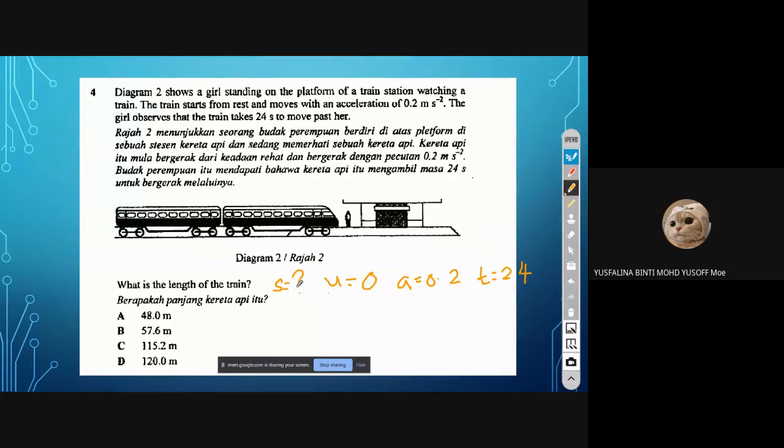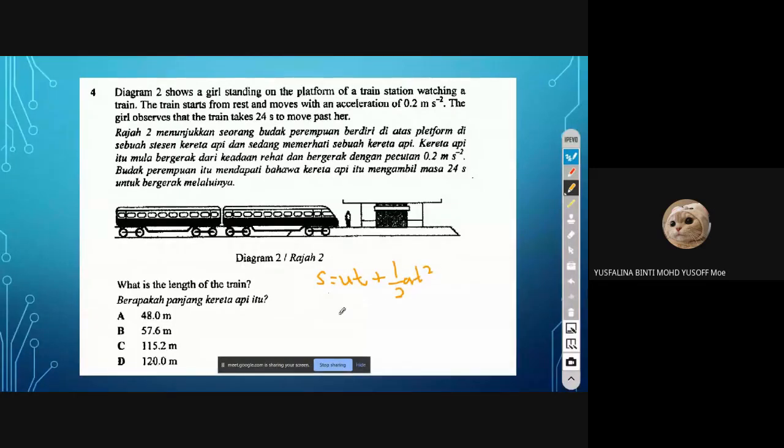If you remember the formulas for the equations of motion, V squared is equal to U squared plus 2AS, and S is equal to UT plus half AT squared. Which formula do you think you can use? From the info here, S, U, A, T, you have to use this one. So S is equal to UT plus half AT squared.